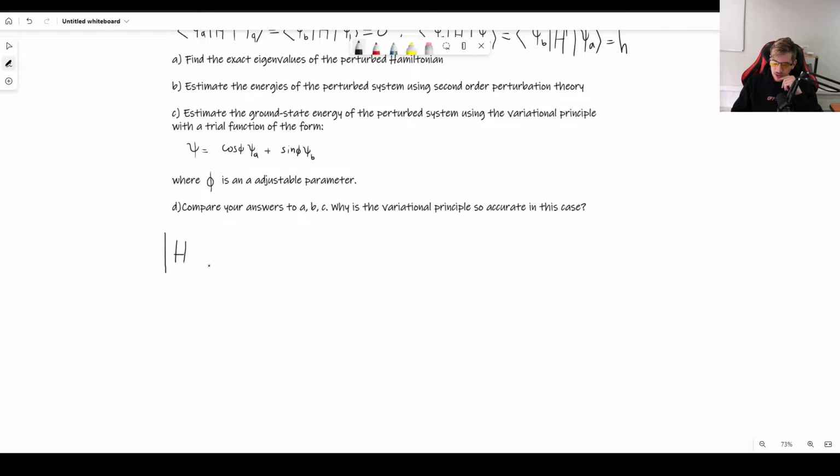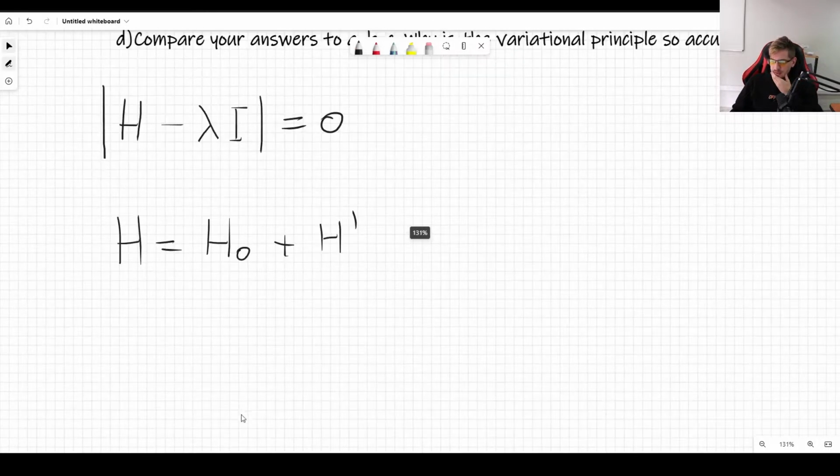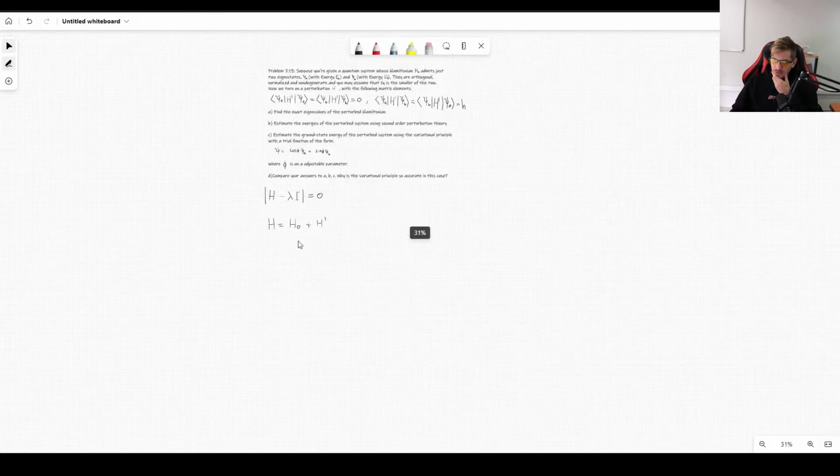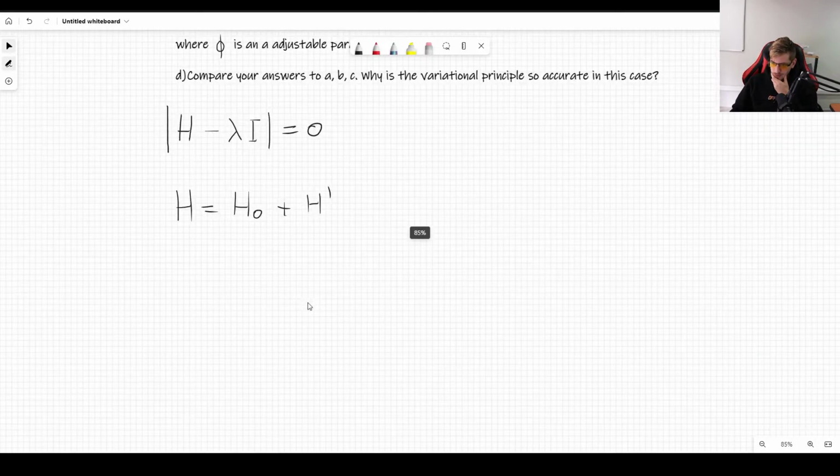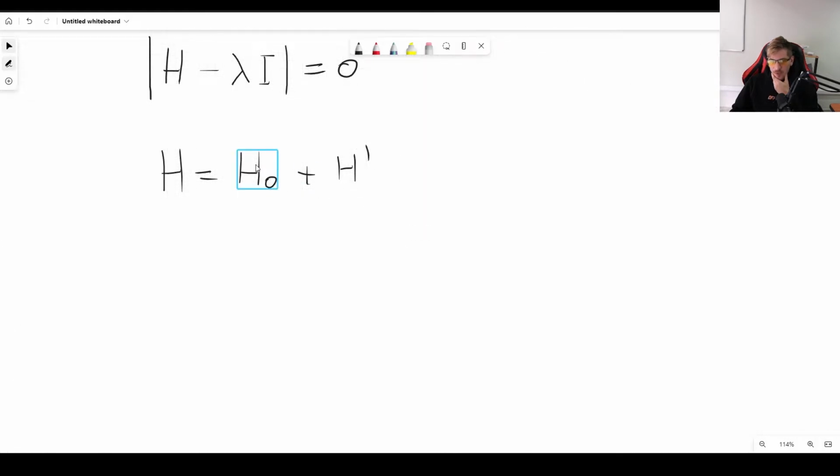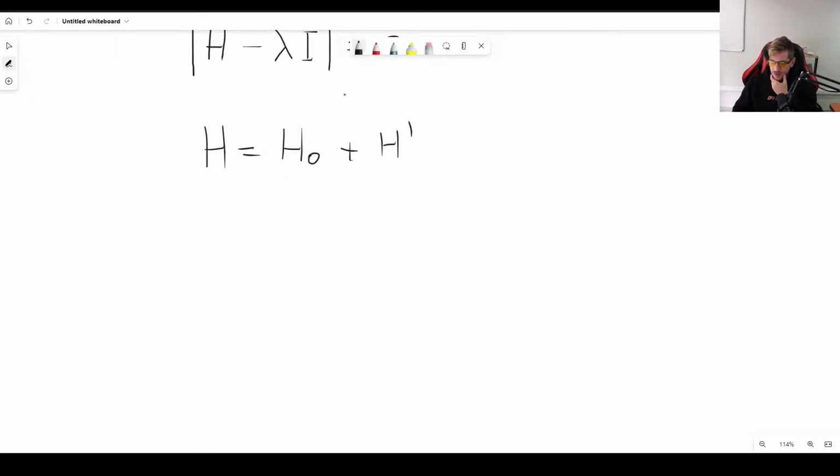Well, we have to take the determinant of the matrix minus the eigenvalues times the identity matrix and set this equal to 0. But the issue is that we don't really know what H is, at least not for now. We know H is the sum of the unperturbed Hamiltonian H0 and the perturbation H'. So how can we find these two, H0 and H'? Well, we can find them from the definitions that were given to us, because we know how they behave when they get acted on.